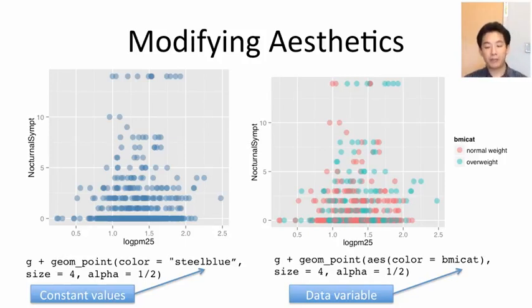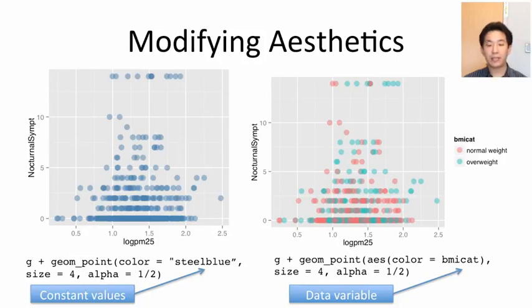One is I've made the color steel blue. I've increased the size of the points to be 4. The default is 1. And I've changed the alpha transparency to be a half rather than solid. And so now you can see that there's blue points that are steel blue. They're somewhat transparent, and they're a lot bigger than they were before.